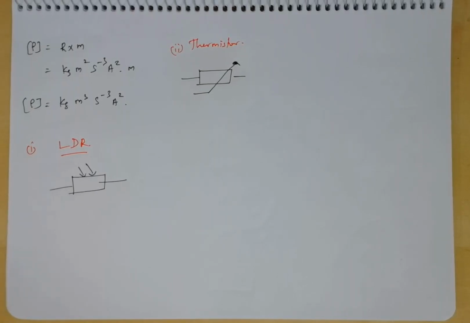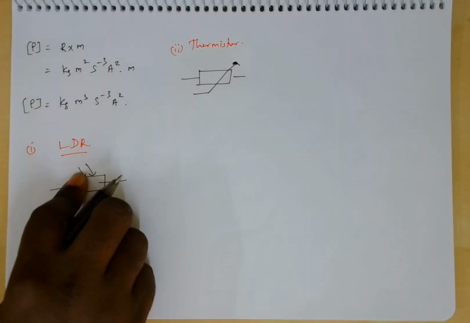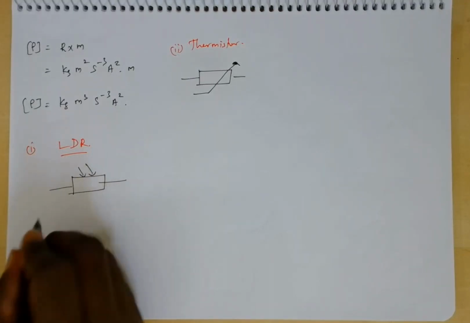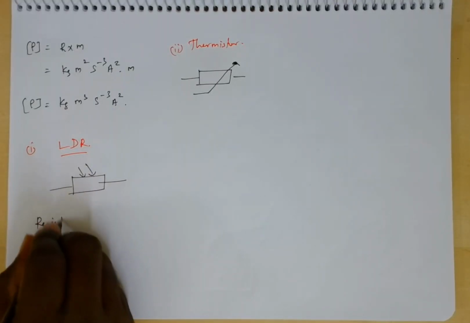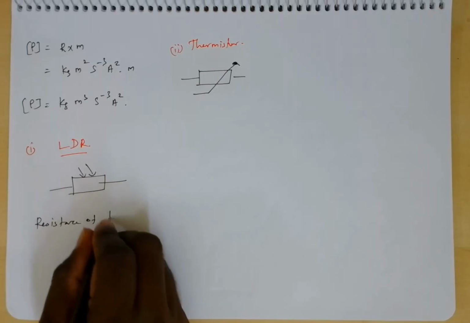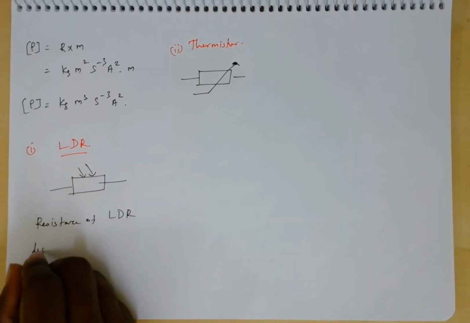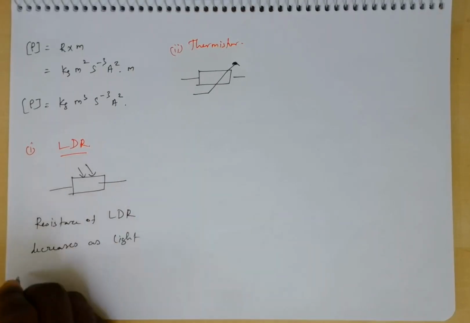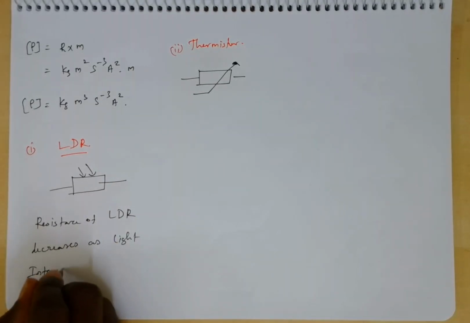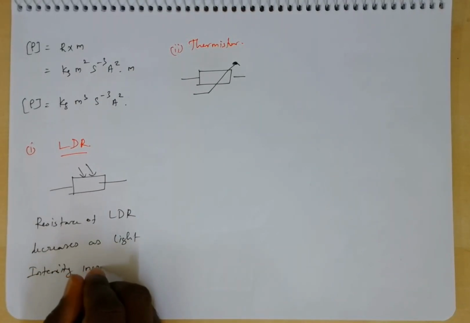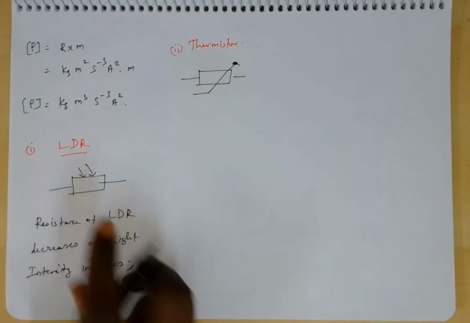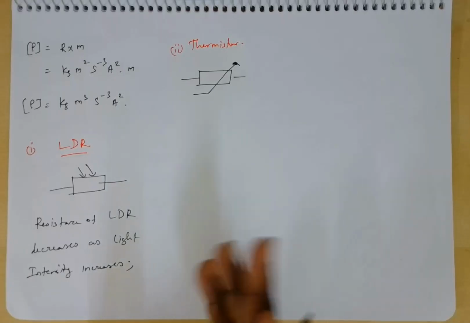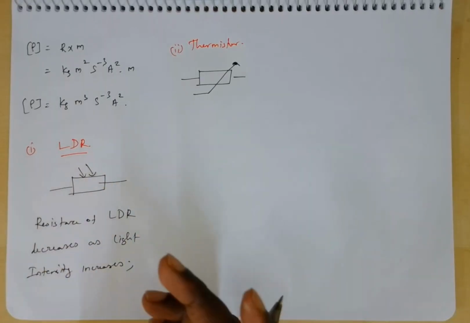Super. Okay, sir. So in LDR, the resistance of LDR decreases as light intensity increases. How this works is, once you shine the light on it, it will eject more electrons into the circuit. So resistance will decrease. More charge carriers available.